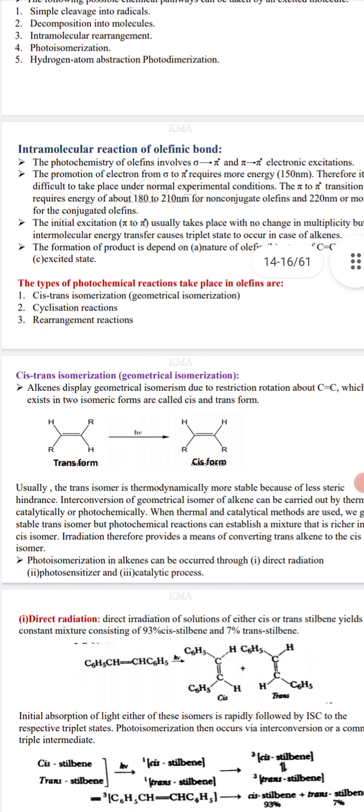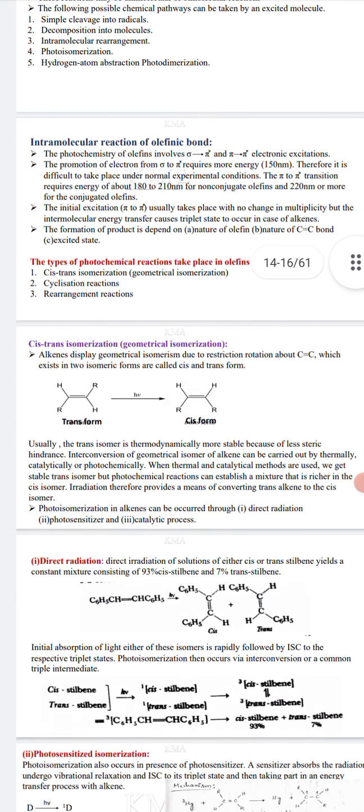transition. So pi to pi star transition requires energy of about 180 to 210 nanometer for non-conjugated olefins, or 220 nanometer or more for the conjugated olefins. So formation of product depends on the nature of olefin, nature of carbon-carbon double bond and excited state.